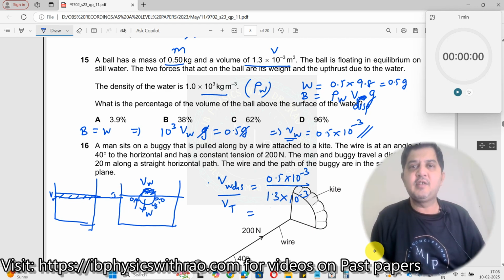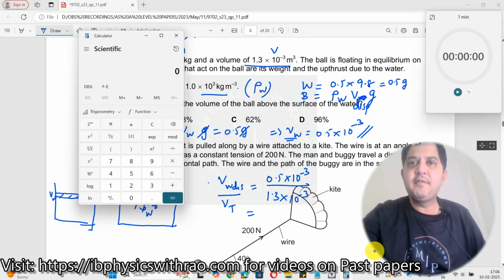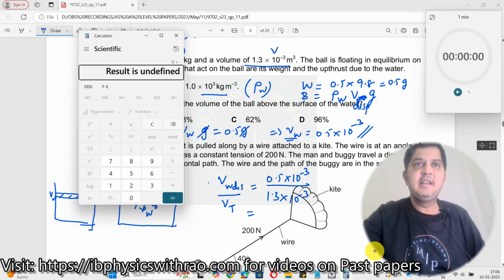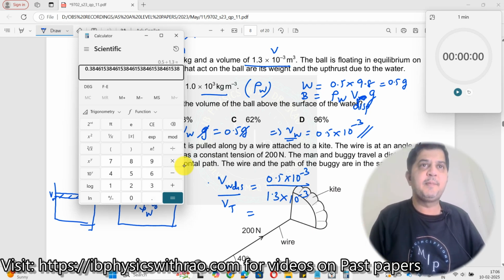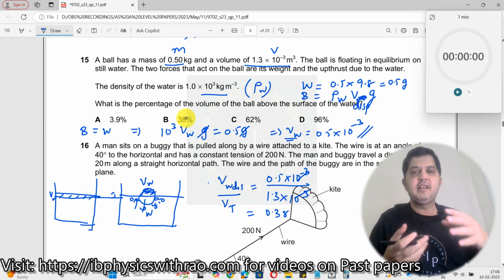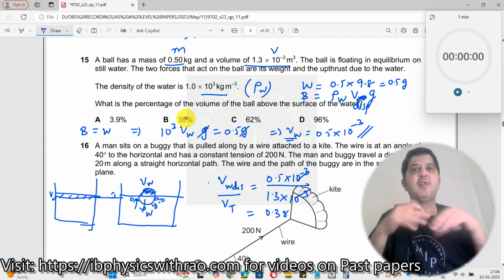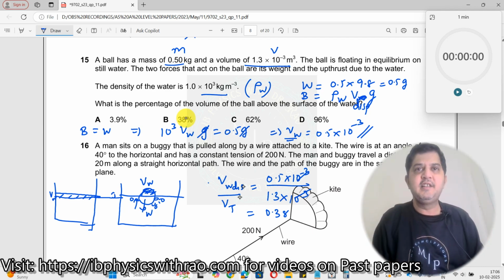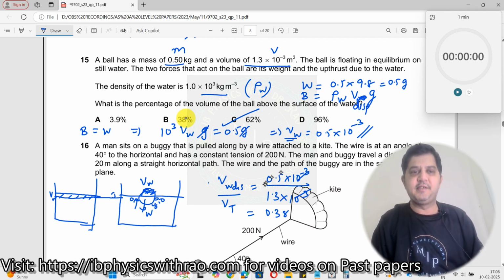Now let us look at this value. Just 0.5 divided by 1.3 is equal to 0.38. The 10^-3 goes away. Which means 38% of the ball is inside water. And what percentage of the ball is outside water? 62%, right? So the answer is C. That's a very simple question, so you need to know how this has been solved. Thank you.